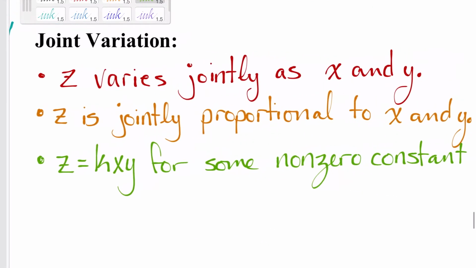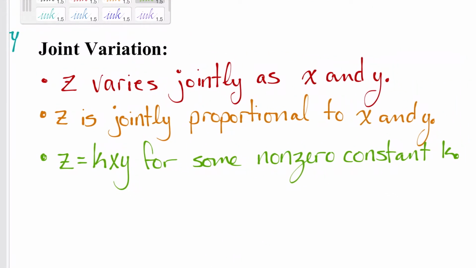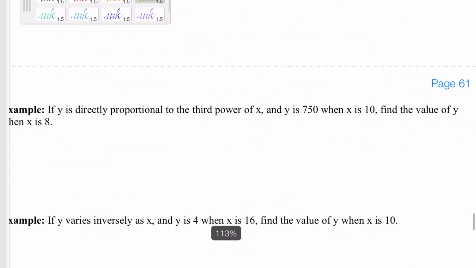And then there's joint variation. If z varies jointly as x and y, as you will most commonly see it, or if it's jointly proportional, it means x and y and k are all multiplying together in order to get z. All right, so then next bit, here's some examples.